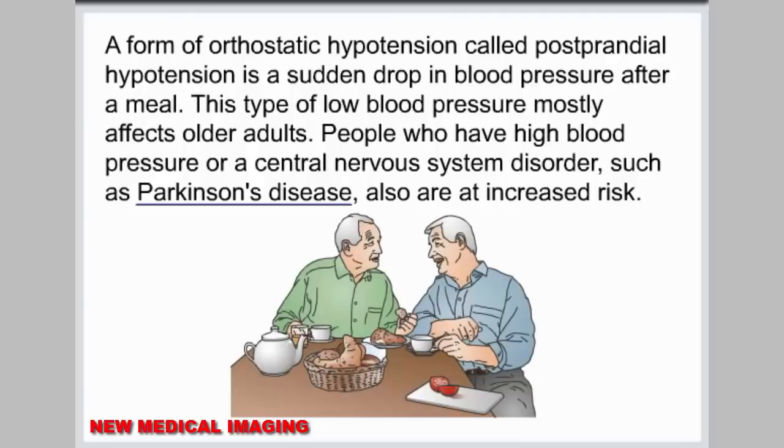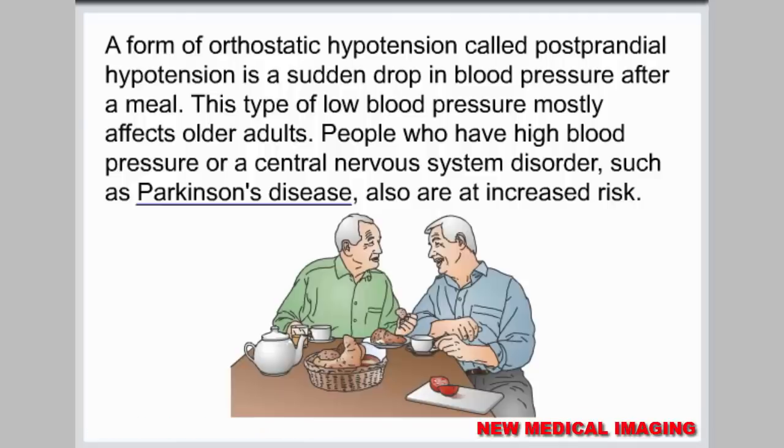A form of orthostatic hypotension called postprandial hypotension is a sudden drop in blood pressure after a meal. This type of low blood pressure mostly affects older adults. People who have high blood pressure or a central nervous system disorder, such as Parkinson's disease, also are at increased risk.